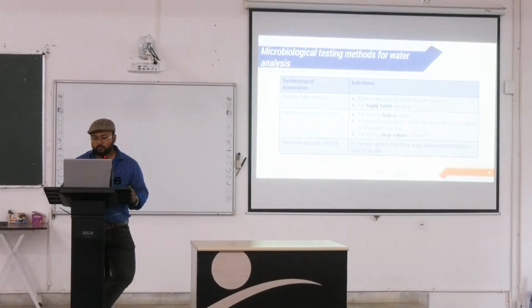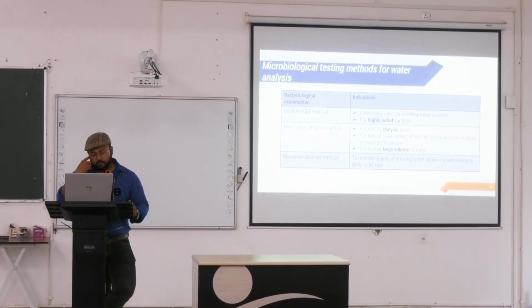And what are the methods? This can become a short note on water surveillance. The multiple tube method is extensively used for drinking water analysis for highly turbid samples, and the membrane filtration method for testing of dialysis water, because dialysis water is very important, as that water enters your body during the procedure. For testing clean water, the bacterial count is expected to be low, so large volumes of water are tested. So the multiple tube method and the membrane filtration method are the two most important.